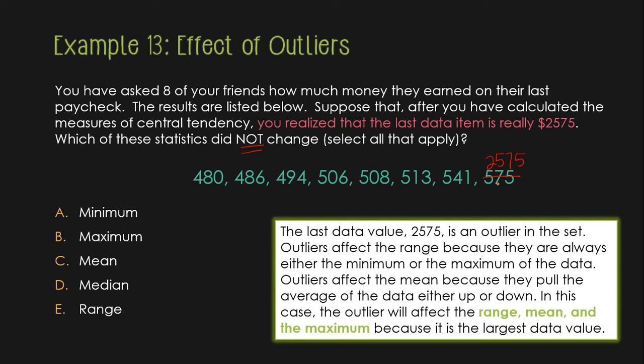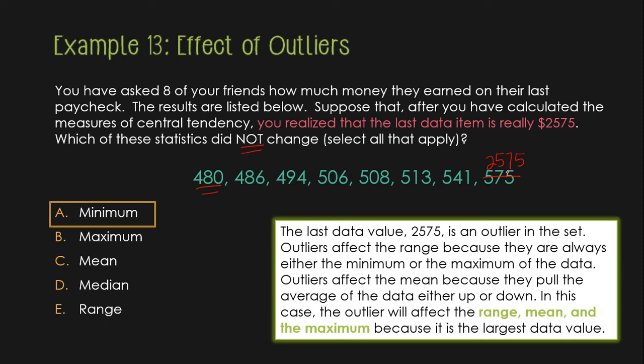Now, outliers affect the range because they're always either the maximum or the minimum. And I want to know, well, which one didn't change? Well, my maximum clearly changed because I just changed 575 to 2575. What didn't change was my minimum value. It stayed the same. So the outlier didn't change my minimum, it just changed my maximum in this case.